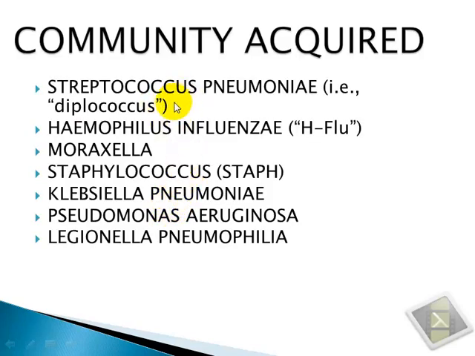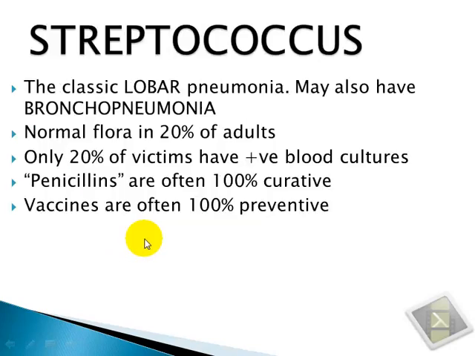Again, so we have Streptococcus pneumoniae, Haemophilus influenzae, also called H flu, Moraxella catarrhalis, Staphylococcus aureus, Klebsiella, Pseudomonas, and finally Legionella pneumophila. The classic lobar pneumonia, as we have discussed earlier, affects whole or part of the lobe. Lobar pneumonia, if we have to make a movie, we have to cast one hero called Streptococcus pneumoniae. Yes, they are the ones which cause classic lobar pneumonia.